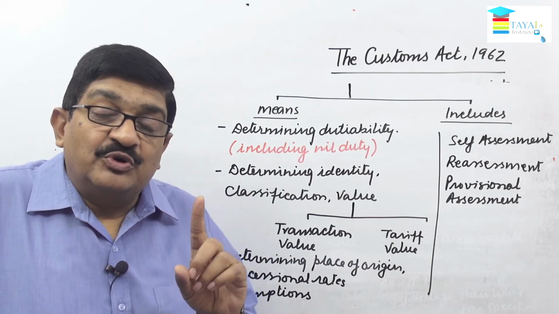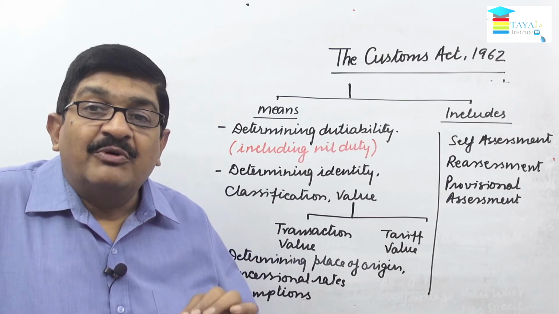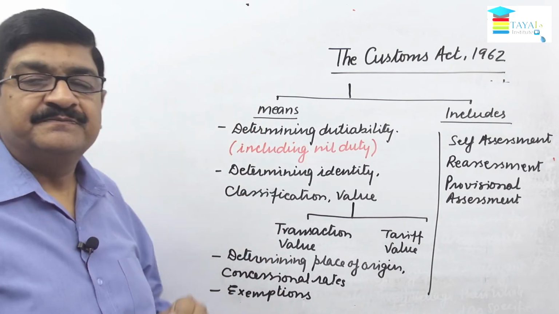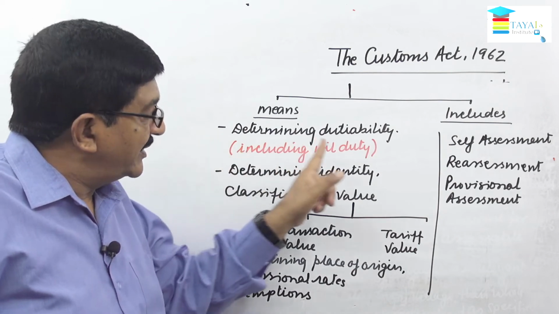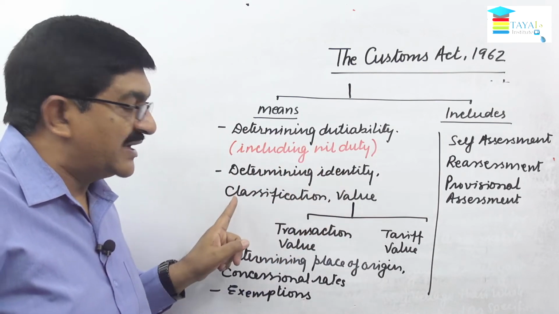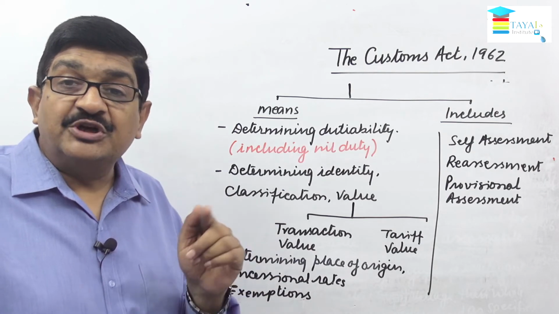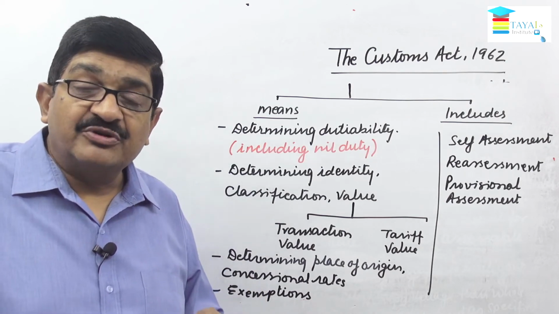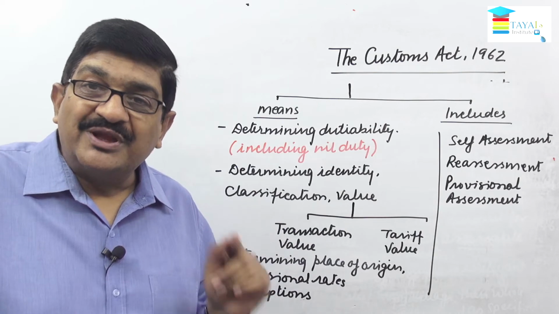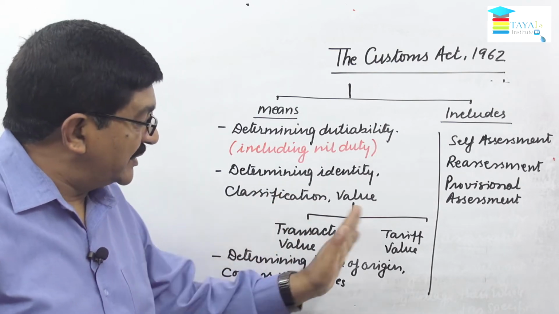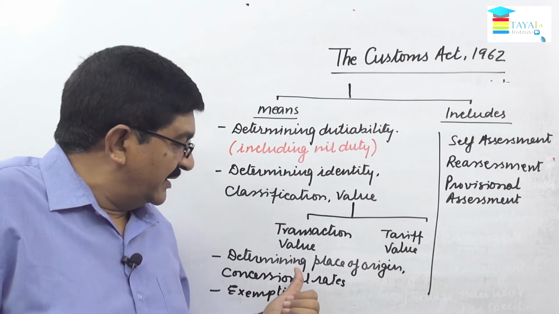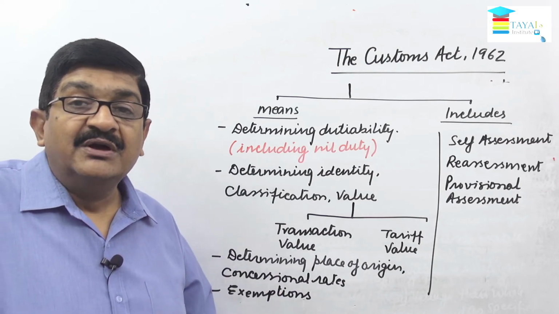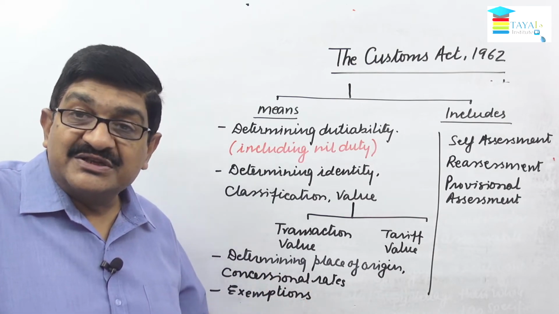So, the first line I told you about the assessment is quantification of the amount of duty payable, right? And all that means this much: determining dutyability, including nil rate, determining identity, classification means under the schedule number 1, item falls under which chapter, under which heading. What is the purpose of classification, so that you can determine the type of duty and the rate of duty applicable. Then the value, and value I said there can be transaction value or tariff value, right? Determining the place of origin, why? Because the most favored nation status attracts a lesser rate of duty. We have certain other provisions where the duty is payable at a concessional rate.